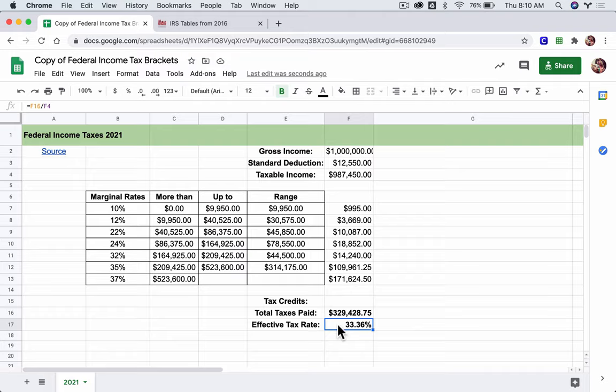And make sure the effective tax rate is F16 divided by F4, which is your total taxes divided by your taxable income. With those checks in place, you're ready to move on.